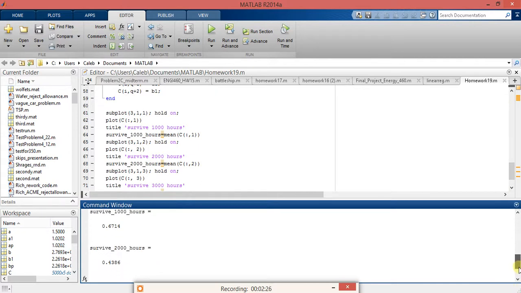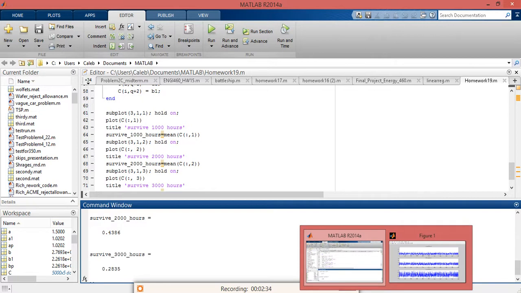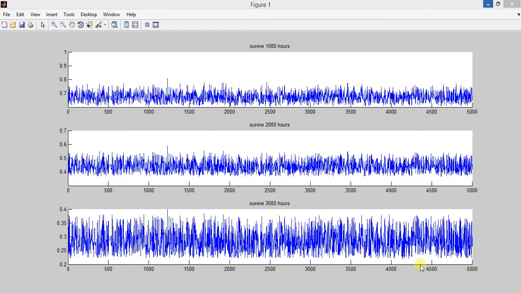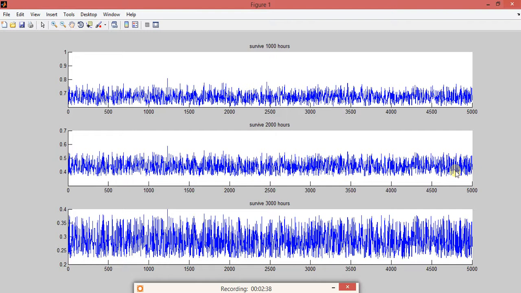And for 3,000, we get the same thing. It's 0.28, and they actually get 0.28. We get the exact same thing for surviving 3,000 hours. And if we look at our graphs, they show the same amount of walk distribution and variance in that walk as the example shows in the book for 1,000, 2,000, and 3,000 hours.